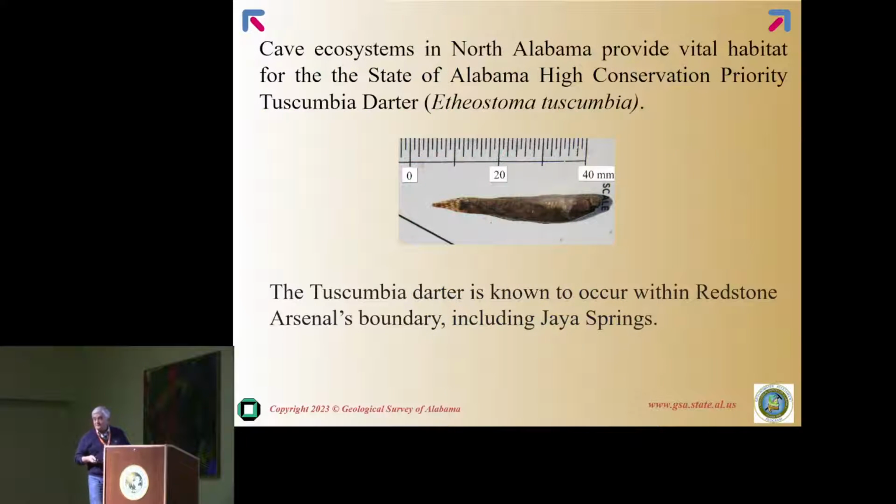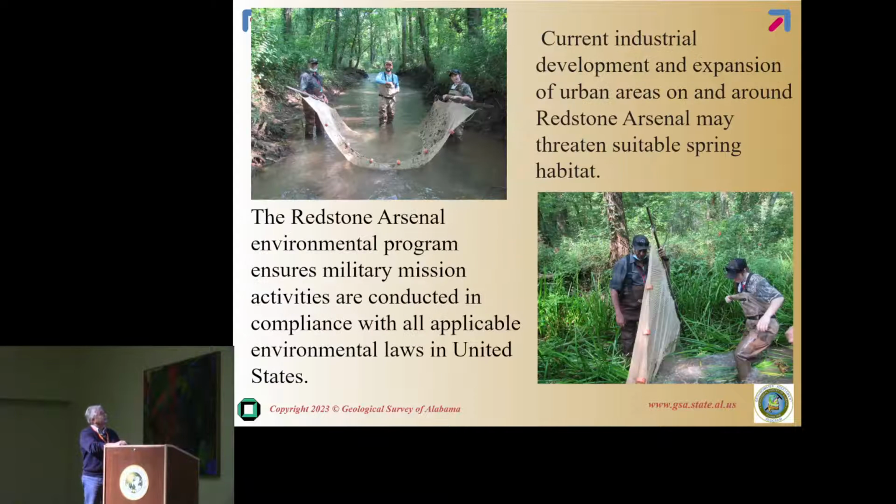Okay, it's working. Cave ecosystems in North Alabama provide vital habitat for the state of Alabama's highly conservation priority Tuscumbia darter, which is a little fish. You can see it's 40 millimeters, or about 1.5 inches. This Tuscumbia darter is known to occur within the Redstone Arsenal boundary, including Yaya Springs.